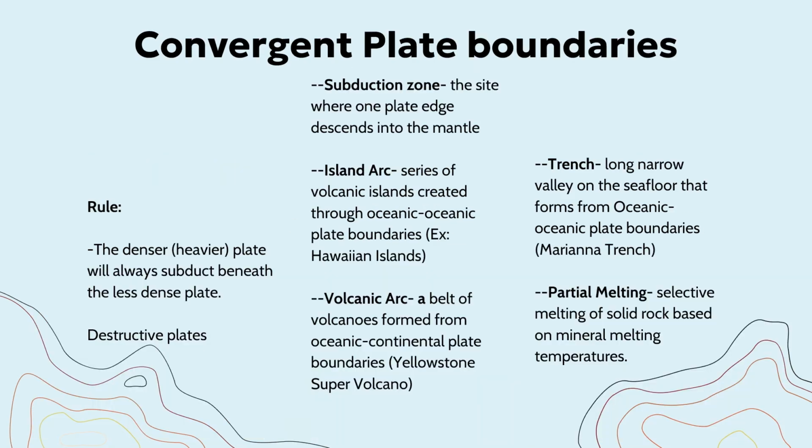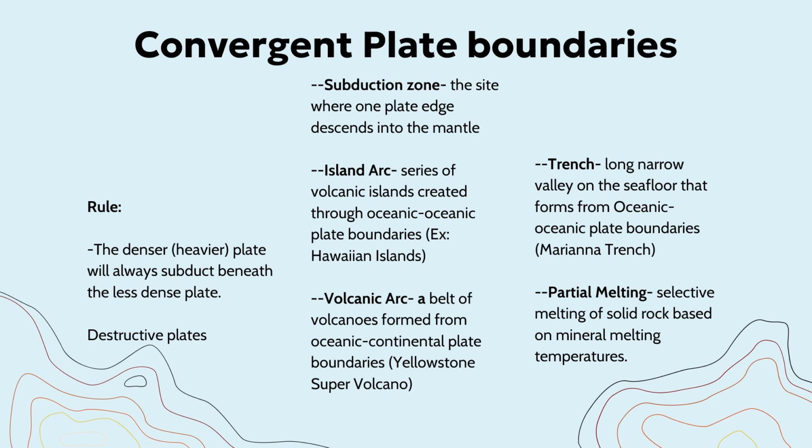A rule to remember with convergent plate boundaries is that the denser or heavier plate will always subduct beneath the less dense plate. Convergent plate boundaries are considered destructive plate boundaries because they converge and one plate always goes underneath and gets destroyed by the mantle. A subduction zone, which we saw in the last slide, is a site where one plate edge descends into the mantle and is remade into new magma and later new plates.